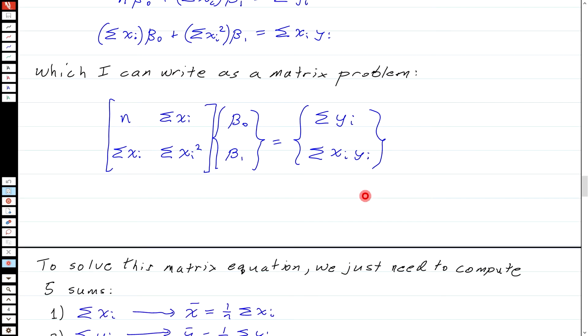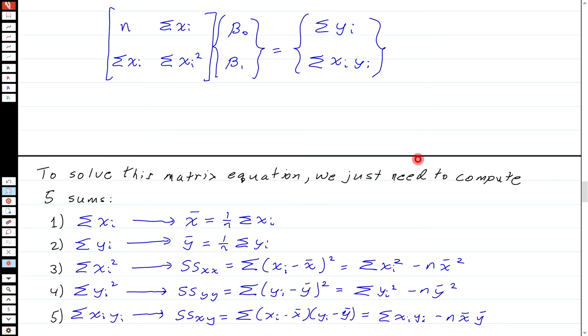So to solve this matrix equation, we just need to compute a series of sums. We see a sum of xi's here and here, sum of xi squareds here, sum of yi's, and sum of xi yi's. It turns out that there's one more sum that we need, and that turns out to be the fourth one here, the sum of the yi squared. So that's not actually needed to solve this system of equations, but we'll need this to evaluate variability and confidence intervals and hypothesis tests of the linear regression. So we will need altogether 5 sums at the end.